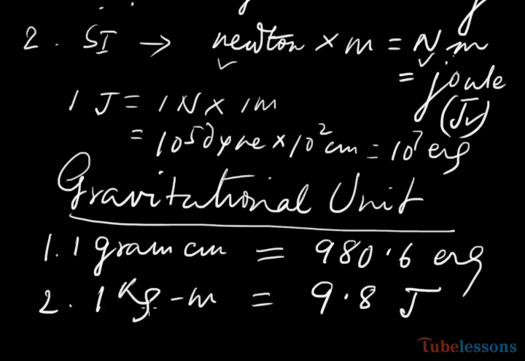And 1 kg weight means 1 kg into 9.8 meter per second square, that is 9.8 Newton. And when it is lifted 1 meter, 9.8 Newton into displacement 1 meter, 9.8 joule of work is done. So this is the relation between gravitational unit and absolute unit.